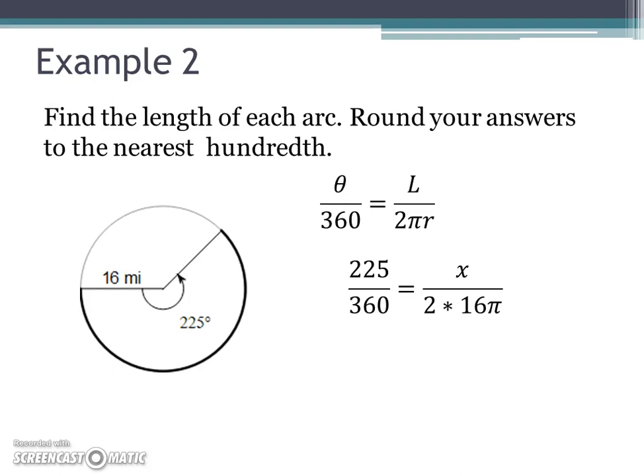Cross multiply, 360x equals, and then 225 times 2 times 16 is 7,200 pi. Again, divide by 360. 7,200 divided by 360 is 20 pi. And our units is miles. That is it for arc length.